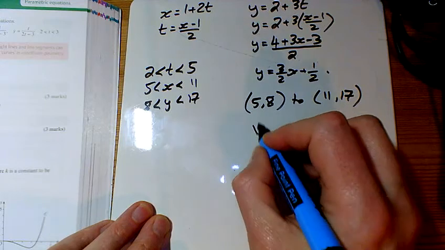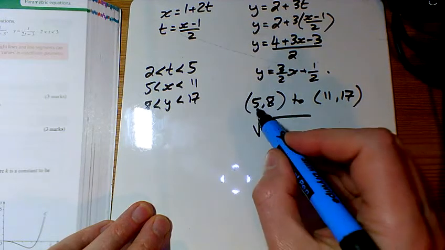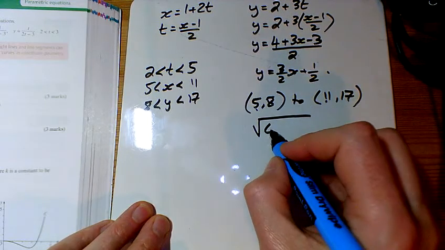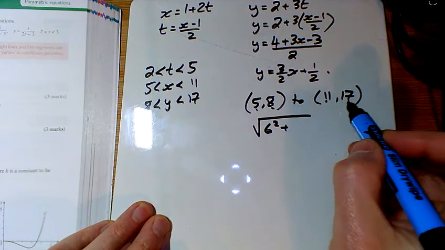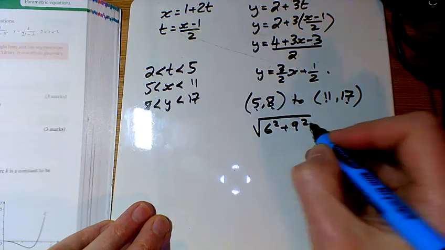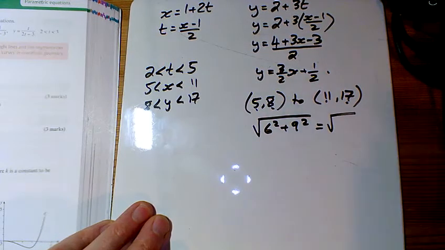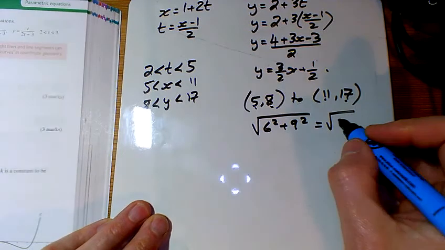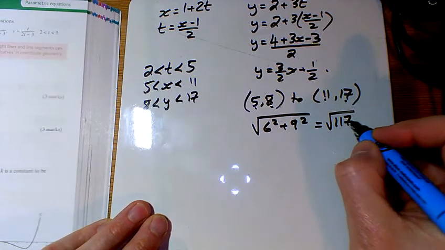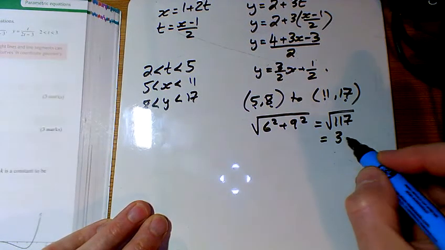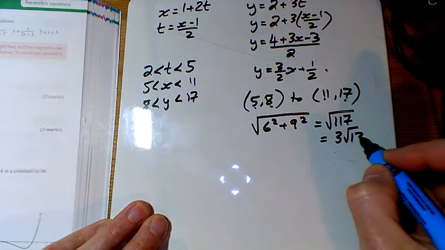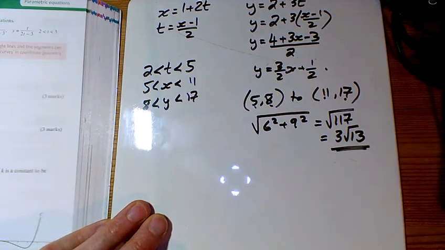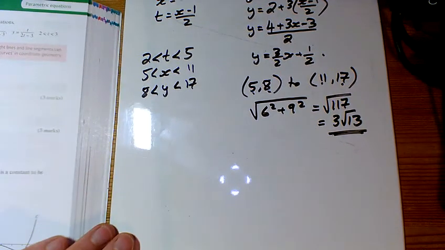So the length of that line is going to be the square root of here to here is 6, plus here to here is 9. So the square root of 6 squared and 9 squared, which I've got the square root of 117. My calculator's doing my surds for me as well. So I've got 3 root 13 for the length of that part of the line segment.